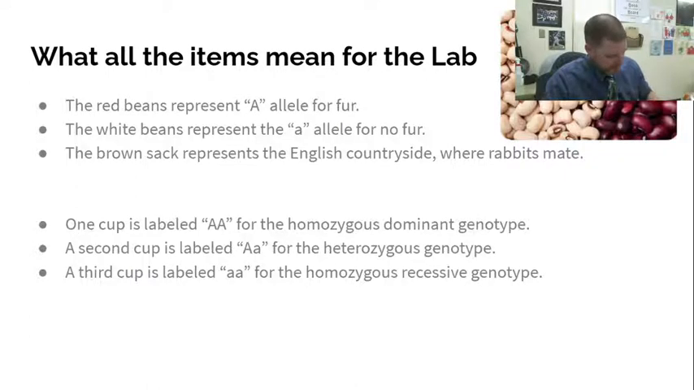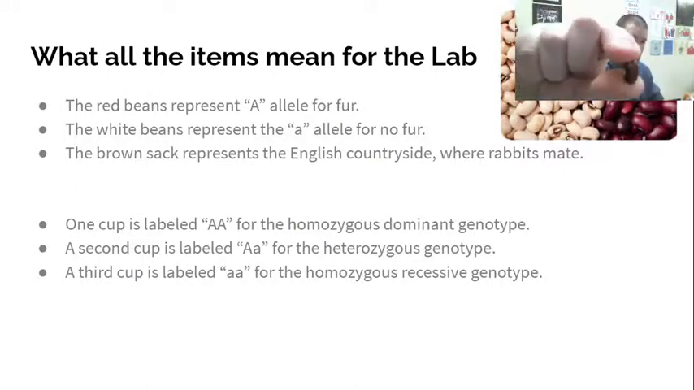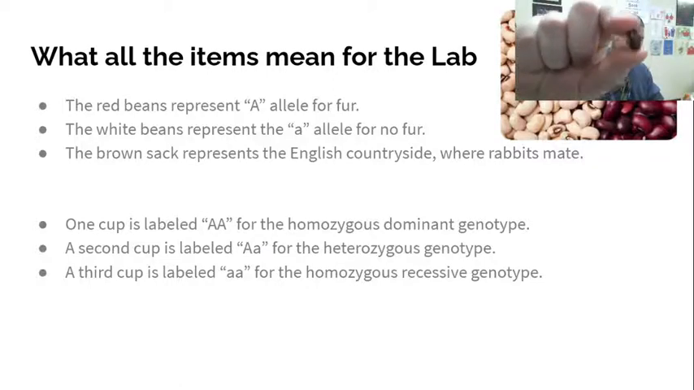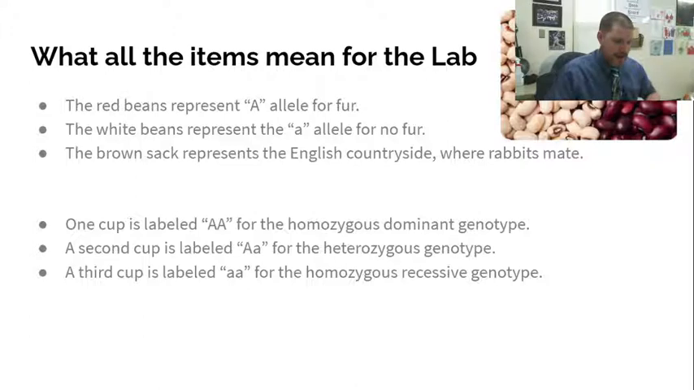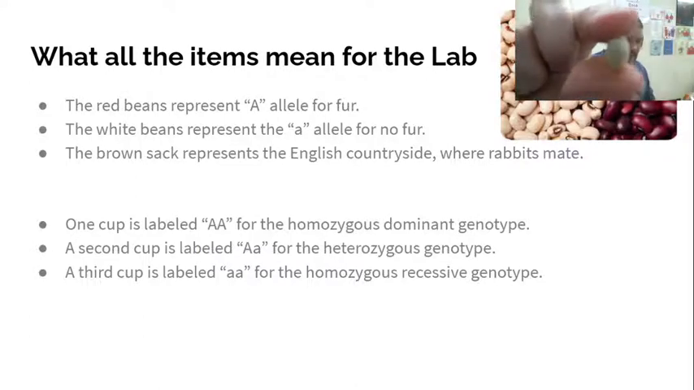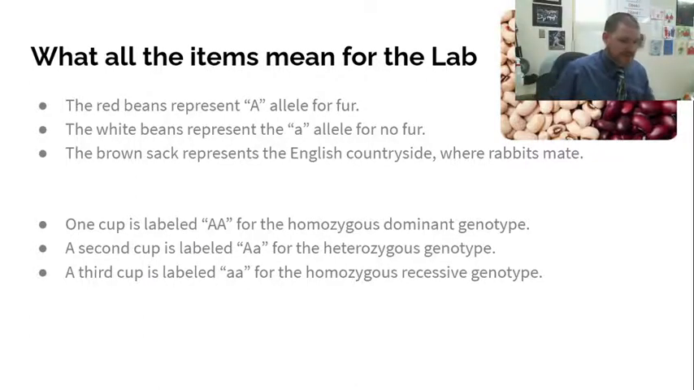And then here are the things that we'll need for the lab. In our lab, we're going to be using beans. Here's a bean right here. It's a red bean. This is going to represent dominance. We'll have white beans representing recessive. We've got, in this case, the Pringles can representing our wonderful English countryside, where the rabbits meet, breed, and reproduce.